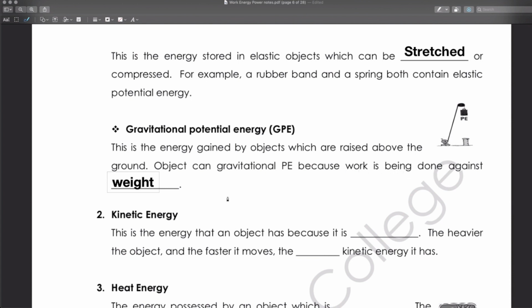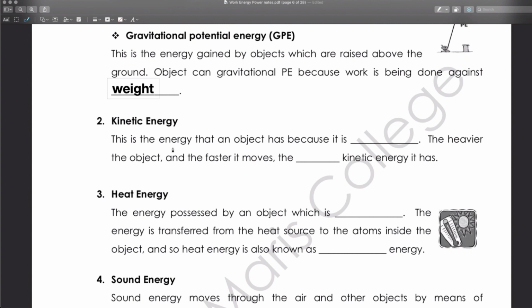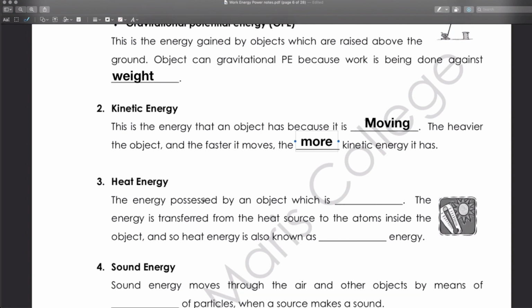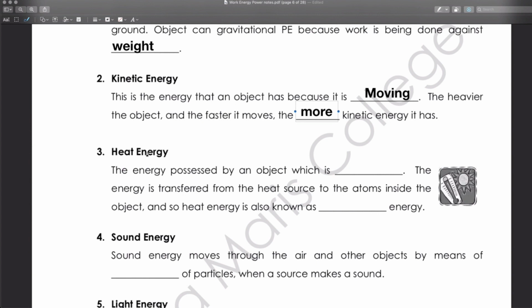The second type of energy after potential energy is kinetic energy. This is the energy that an object has because it is moving. The heavier the object and the faster it moves, the more kinetic energy it has. Next type, heat energy. This is the energy possessed by an object which is hot. The energy is transferred from the heat source to the atoms inside the object. And so, heat energy is also known as thermal energy.